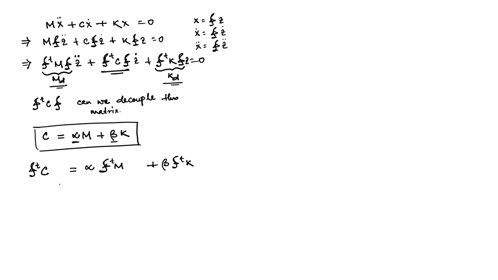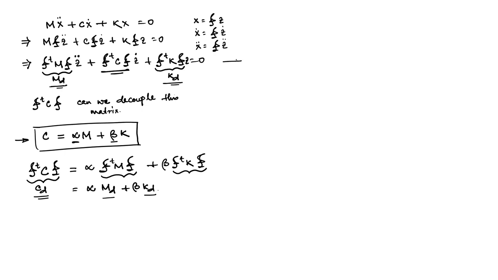And then in this equation, we post-multiply by phi, then what will happen? On the right hand side, we will have phi transpose m phi and then phi transpose k phi. So, we know these two are diagonal matrices. So, we will have ultimately alpha times M d plus beta times K d. Now, if we have this model C equal to alpha m plus beta k, then obviously phi transpose C phi is diagonal and we can write it C d. Because on the right hand side, we have two diagonal matrices multiplied by two scalar constants. So, the resulting matrix will also be a diagonal matrix, and that is how we get this C d matrix.